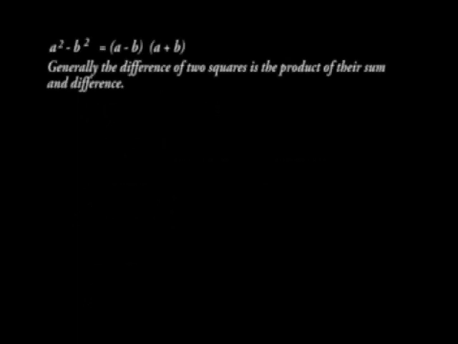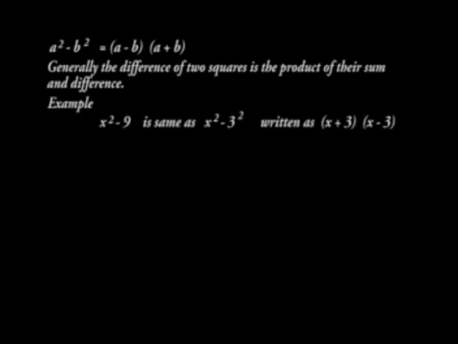Difference of two squares. We saw that a squared minus b squared is equal to a minus b times a plus b. Generally, the difference of two squares is the product of their sum and difference. For example, x squared minus 9 is the same as x squared minus 3 squared. This is written as x plus 3 times x minus 3. If we expand that, we'll find x squared minus 3x plus 3x minus 9, and we'll come up with our initial expression x squared minus 9.